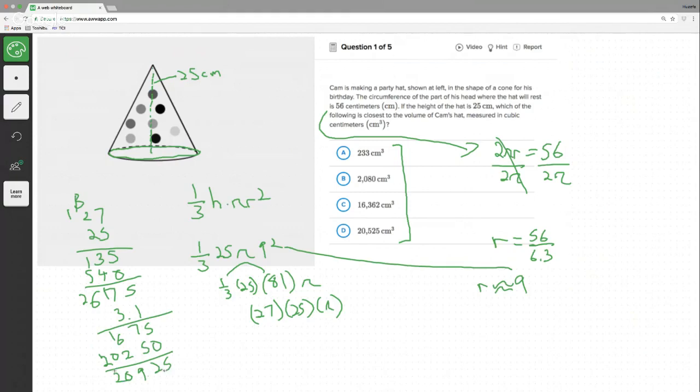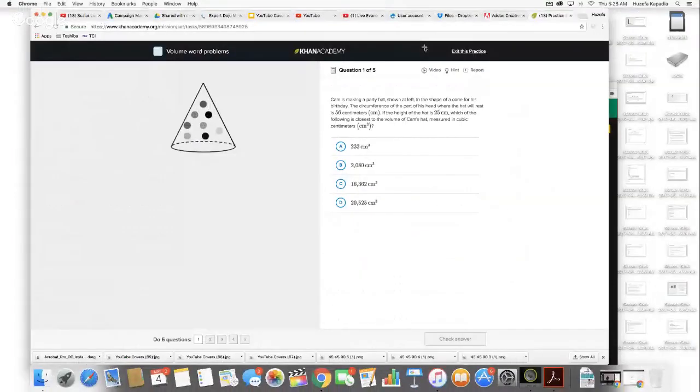So look at this. I got a pretty close estimate here, about 2092, which is clearly going to be closest to 2080. So I think that's a pretty good answer, 2080. So we'll go back and we'll answer this. You know what? Let's just go for it, and let's see what they say.